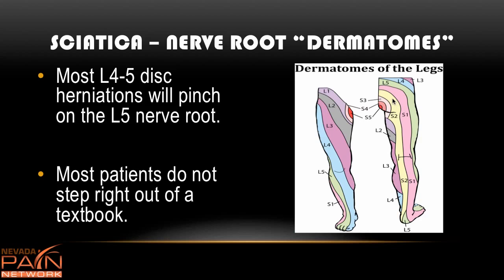Well, here's something called the dermatomes. And this is if a patient walks right out of a textbook, which they usually don't, but L1 supplies sensation up high, and then as you move down the leg, L3 goes past the knee, that's where the sensation comes from. L4 goes on the inside of the calf, and then here you have L5. So if someone has an L4, L5 disc herniation, that usually pinches the L5 nerve root, and they'll often get numbness and pain and tingling on the top of their foot.